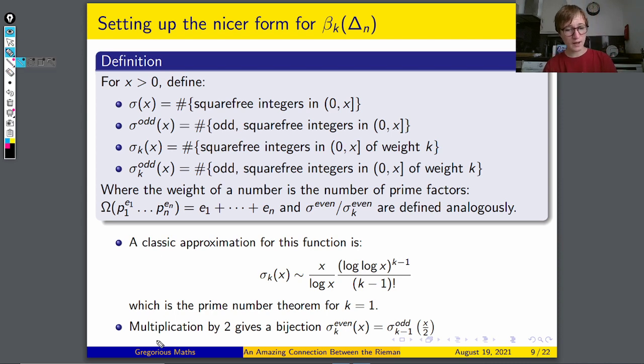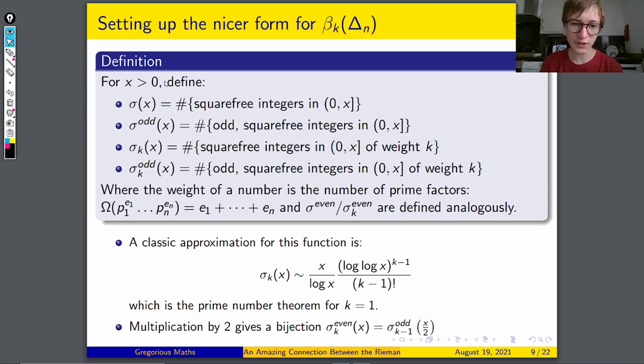So that's cool. And multiplication by 2 will give us a bijection. As you can see there, that's just another slightly interesting fact. The reason for that is multiplication by 2 will, of course, make the odd numbers even. X over 2 will correspond to x, and multiplying by 2 adds 1 to the weight. Because if you multiply this thing by 2 here, then that's a prime factor, so you're just going to add 1. So, okay, there you go. That's why that is true.